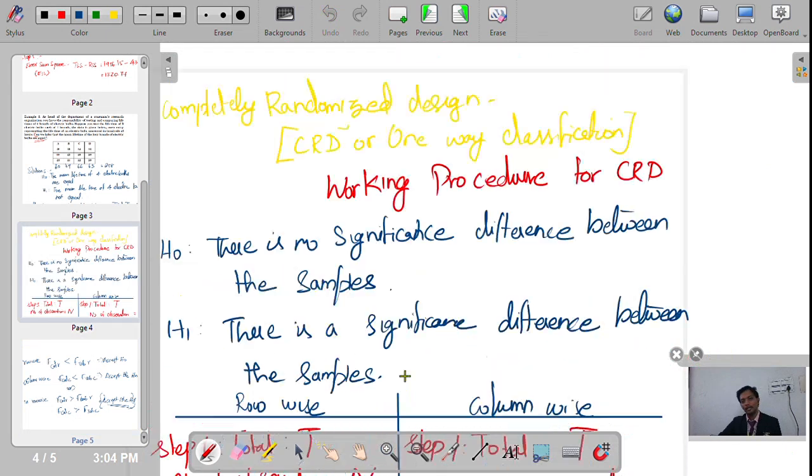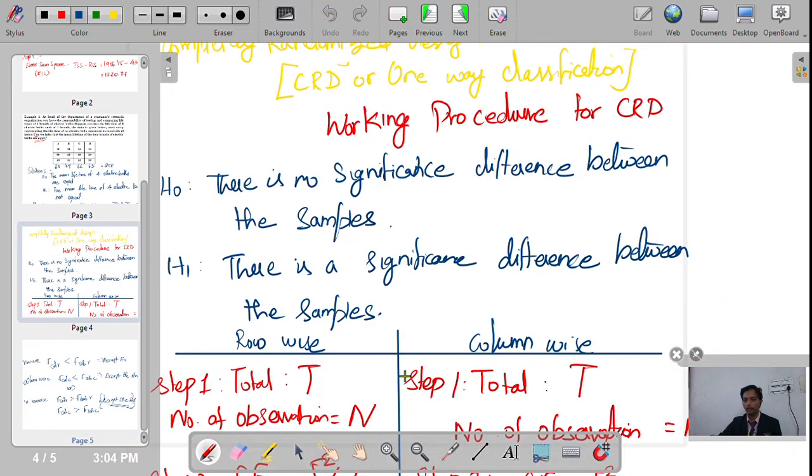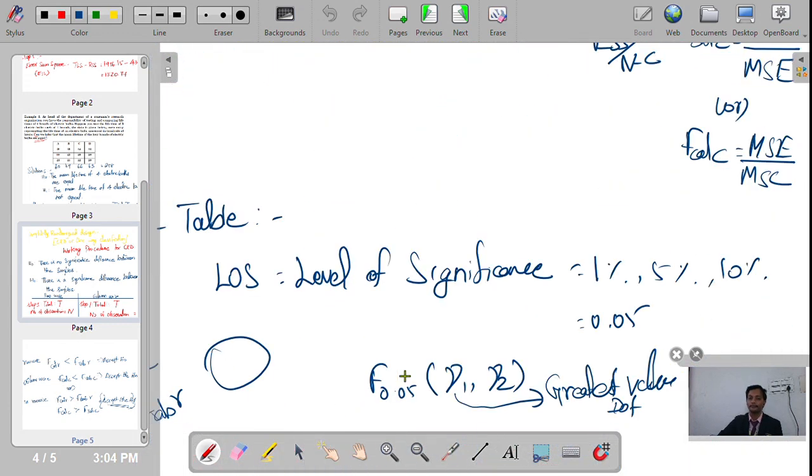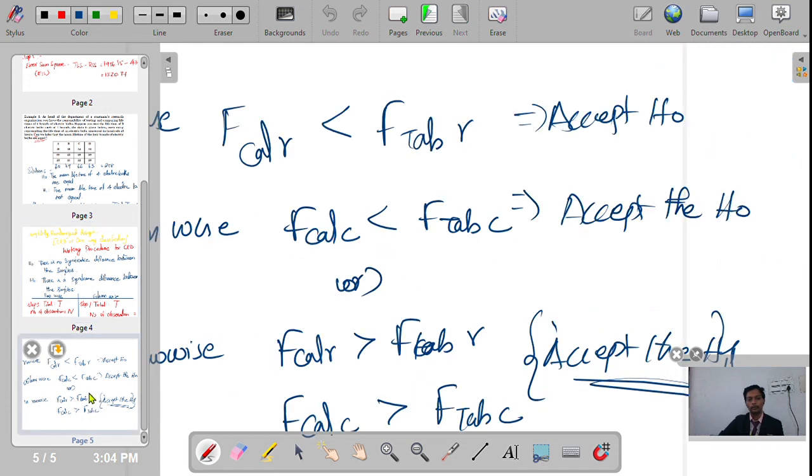This is the common working procedure of CRD for both cases, row wise and column wise. We will see two kinds of problems, row wise and column wise, in the next videos. Thank you.